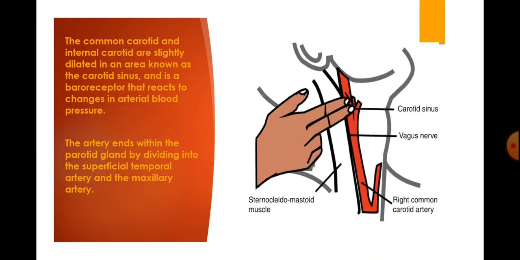The common carotid and internal carotid are slightly dilated in an area known as the carotid sinus, which is a baroreceptor that reacts to changes in arterial blood pressure. The external carotid artery ends within the parotid gland by dividing into the superficial temporal artery and the maxillary artery.